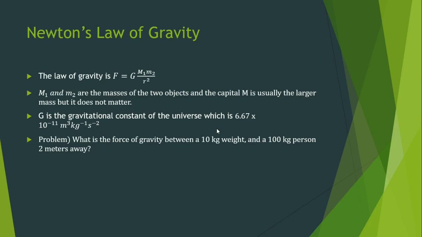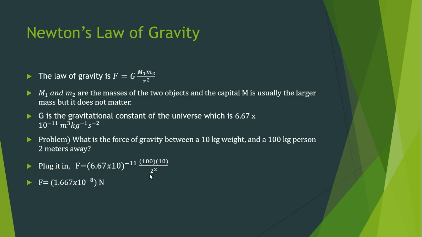So what is the force of gravity between a 10 kilogram weight and a 100 kilogram person 2 meters away? So you do the same thing, you just plug in everything, and so force equals big G, so 6.67 times 10 to the negative 11th, and then the big M is 100 kilograms, the smaller one is 10, and the distance between is 2 meters. So you just plug in that, and you get a force.